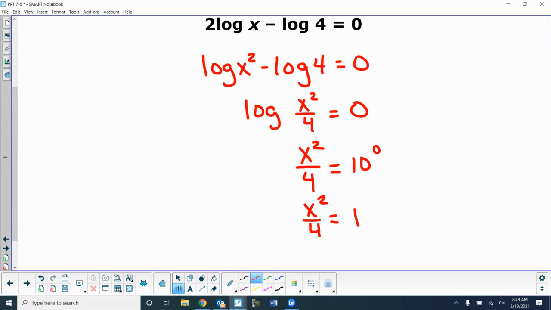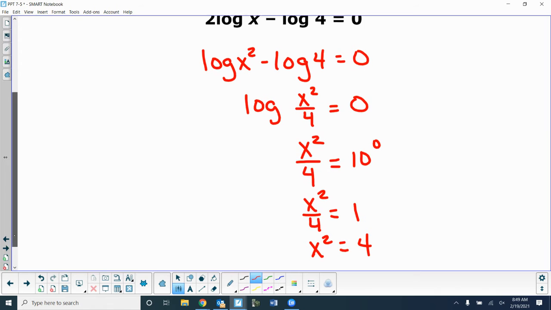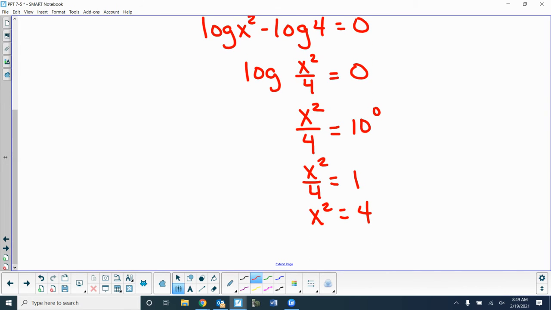So, what do I do with the 4? Multiply. What's 4 times 1? 4. You should know that. X squared equals 4. X equals 2. Plus or minus 2, right?